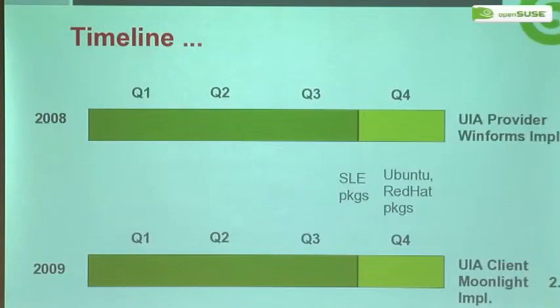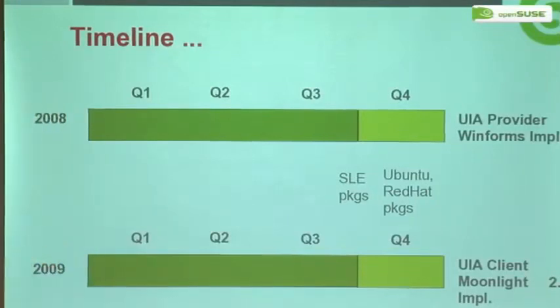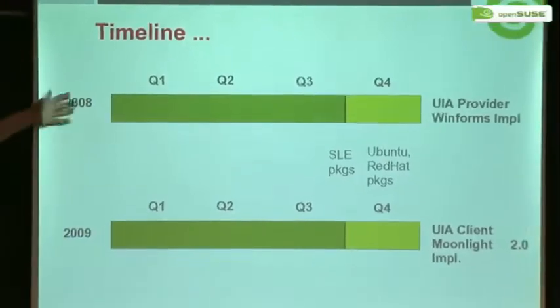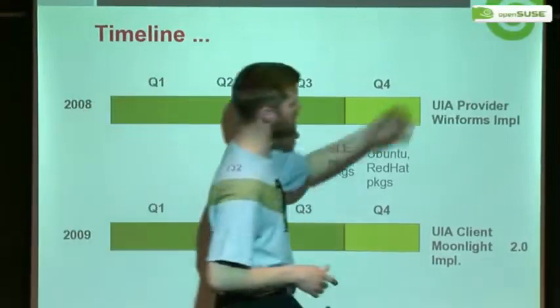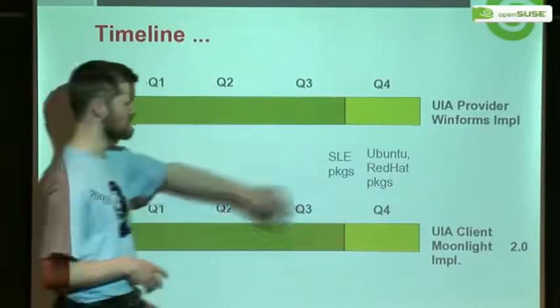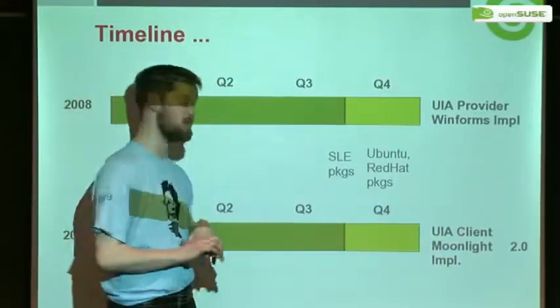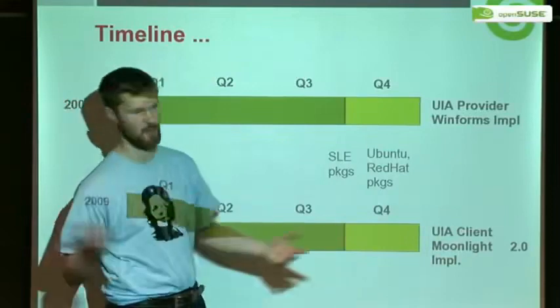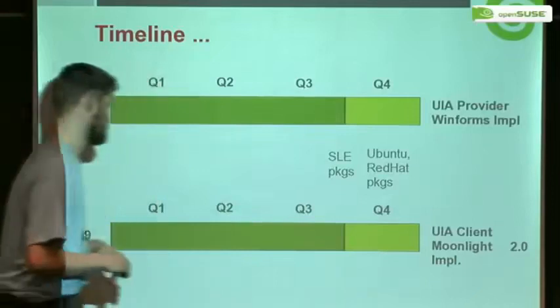Okay, well here's the timeline that I was drawing in the back and didn't quite finish, but the punchline is it falls neatly into two equal parts, like this. So the first year we do something, and the next year we do something else. First of all, we're starting off with the UIA provider and the WinForms implementation, as I was saying earlier. We'll be shipping it first on SLED, but we'll then move on to package it and ship it for Ubuntu and Red Hat, which is interesting, so it will be everywhere, as it were, and doing QA and bug fixing in the last quarter.